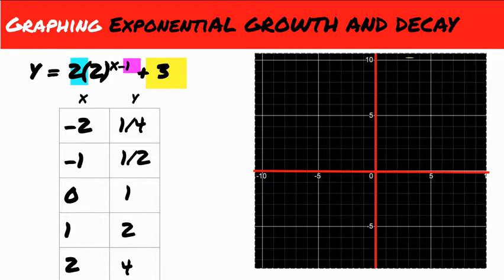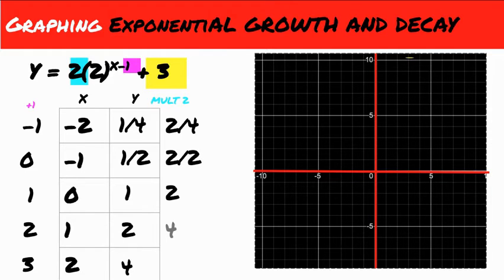That's our parent graph, which I'm not going to graph because I think it makes it a little messy. So now we're going to grab those highlighted numbers and do exactly what we're supposed to do. That minus 1 will affect the x's and the x's only, and it'll move them all 1 to the right. So we're going to add 1 to all of our x values. That 2 and the 3 will affect the y, so we're going to double, or multiply by 2, all of our y values. 2 times a fourth, 2 times a half, 2 times 1, 2 times 2, and 2 times 4. Then we'll do the plus 3 last. We'll add 3 to all of those resultant y values.